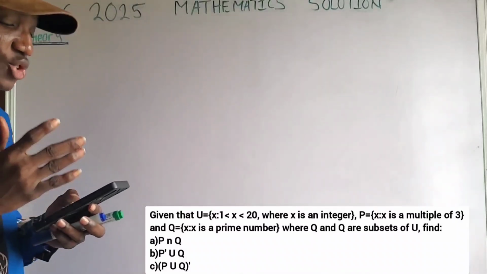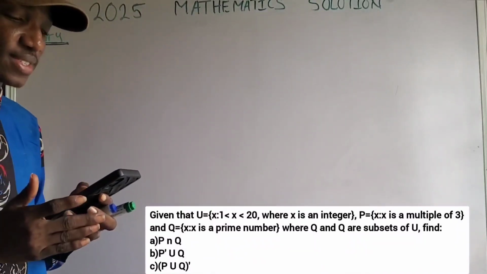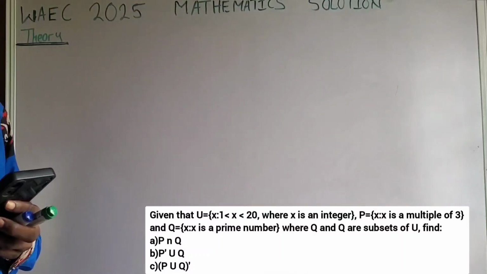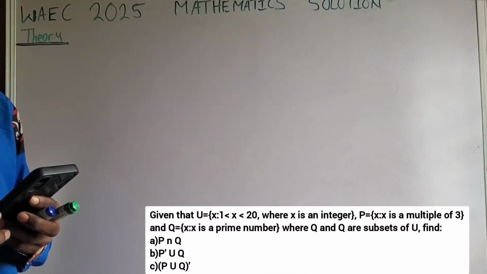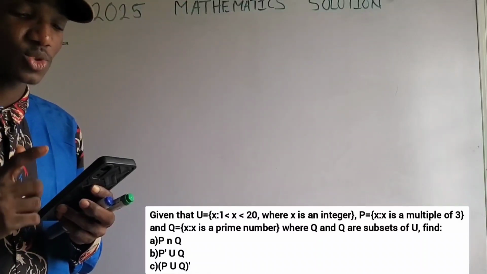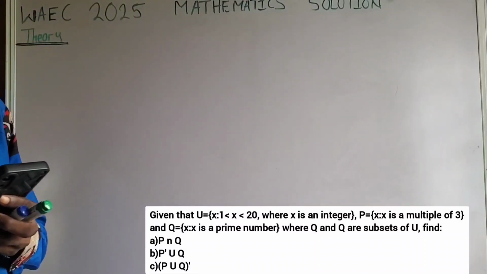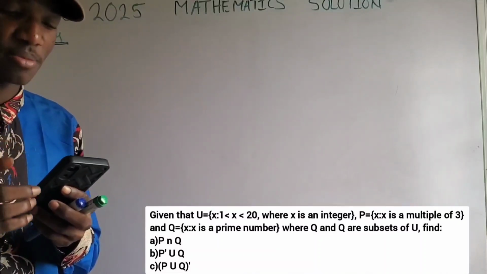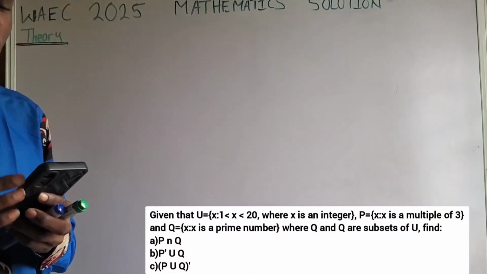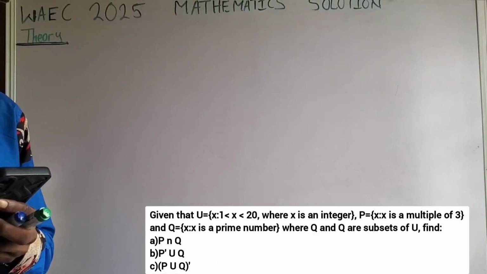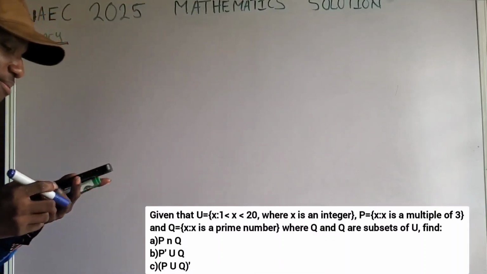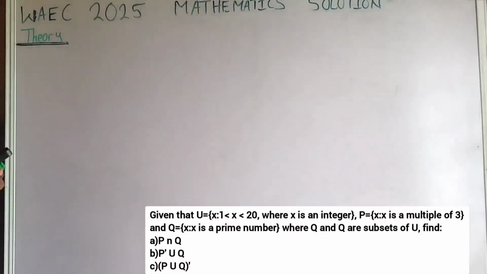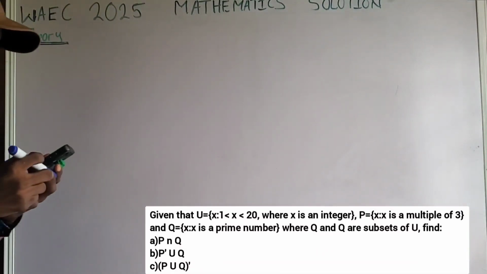Given that the universal set equals x such that 1 is less than x less than 20, where x is an integer, and P equals x such that x is a multiple of 3, and Q equals x such that x is a prime number, where P and Q are subsets of the universal set. Find (a) P intersection Q prime, (b) P prime union Q, (c) P union Q prime.